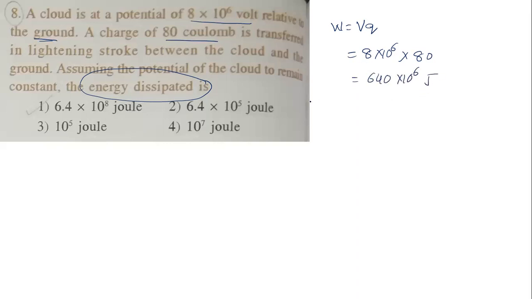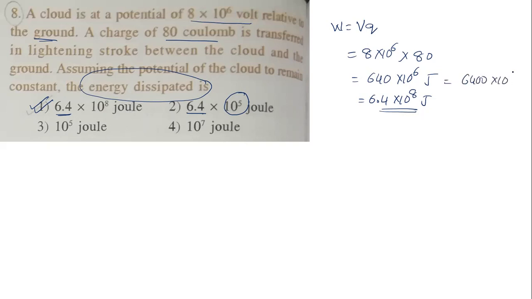Is there any answer like that? No answer like that, but here 6.4 is there. I'm going to shift the point here: 6.4 into 10 power 8 joule. Can we write like this? Look, the first option is there. Don't confuse, here also 6.4 is there, here also 6.4 is there. The difference is 10 power 5. So it becomes 10 power 5, and if it is 10 power 5, it will be like this.